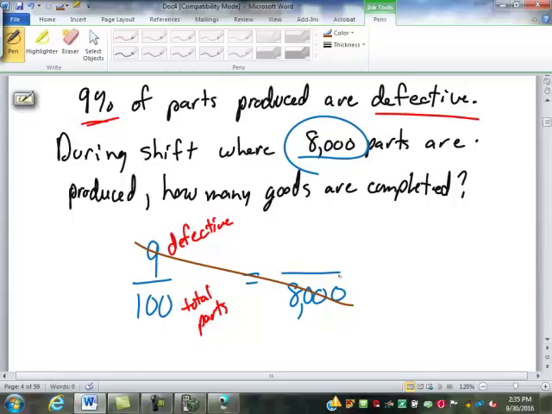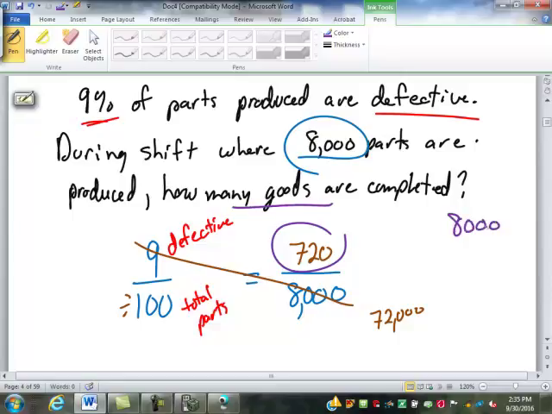9 times the 8,000 is 72,000. Divided by the 100 is 720. And you're correct. To find the actual, that's the defective parts produced. We want to know how many good parts are produced. We're simply going to subtract. 8,000 minus 720 is... sorry, let me try that again. How about 7,280?